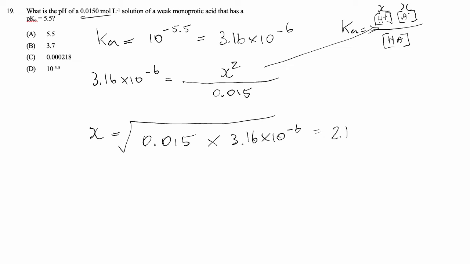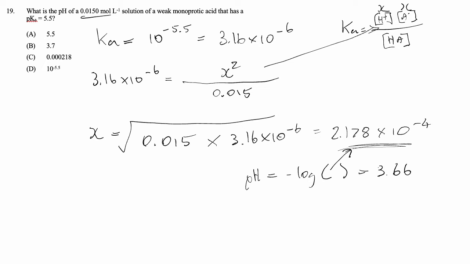which equals 2.178 times 10 to the negative 4. So that's x, and remember, x is our concentration of H3O. We need to work out the pH of this solution. Easy done. The pH is equal to the negative log of that, which is 3.66. Right, well, that should be the pH of this particular solution.